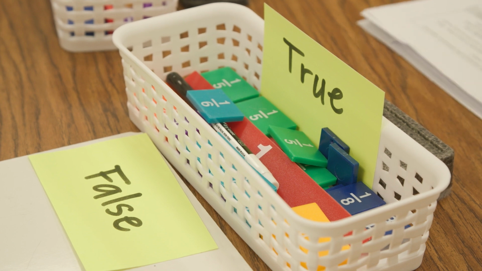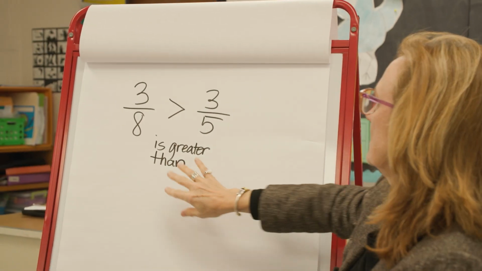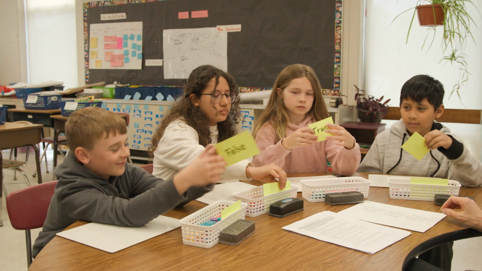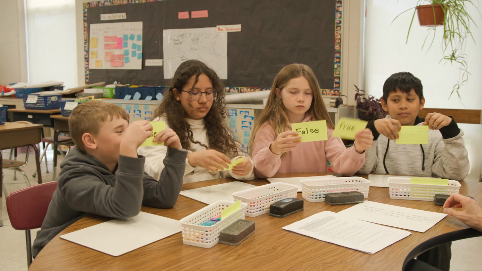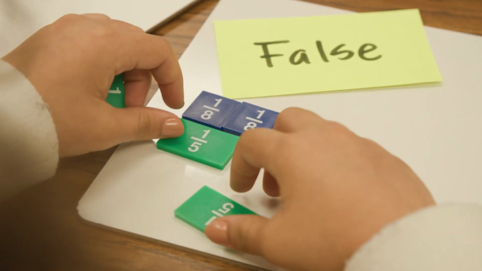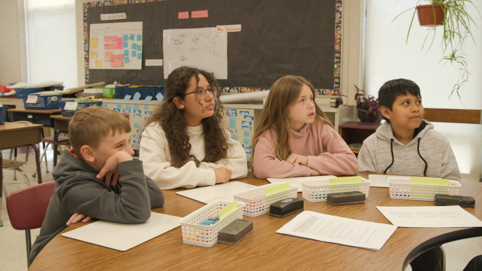"Is it true?" is a routine where students are shown a statement comparing fractions. And the first step is for them to make a prediction without calculating, without models, as to whether that statement is true or false. And then once they've made their decision, we start to build a model of the statement to actually determine whether it's true or false. So here's the statement.